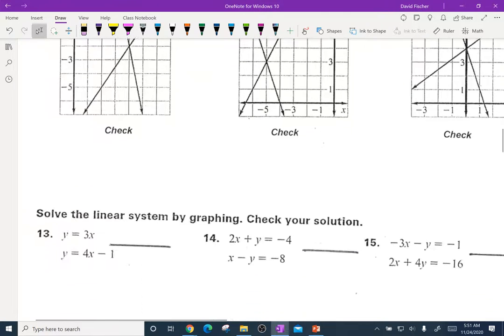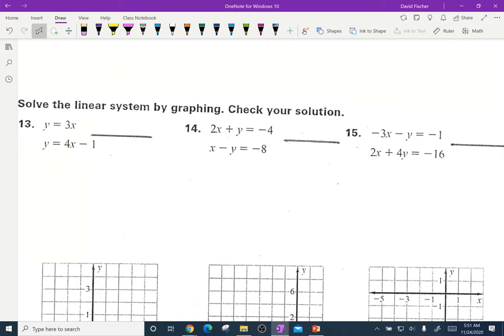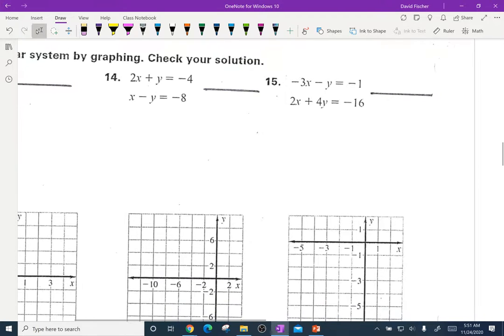Okay? All right, now let's go to a different page and let's talk about some of these guys here. All right, they're still graphing there. Let's go down here and do some of these. Oh, let's find a good one here. Let's look at number 15.